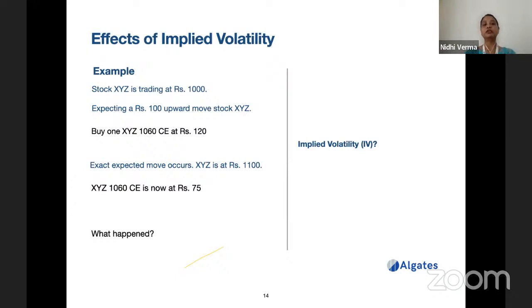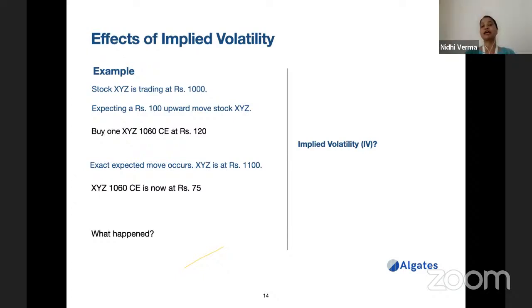As a trader, you are expecting that it will move up by 100 rupees, and so you buy the XYZ 1060 call option at ₹120. After a certain period of time, the exact move happens. What you thought exactly happens. Your outlook unfolds. The stock has come to 1100 rupees. What you see is that your call option, that 1060 call option, is only trading at 75.